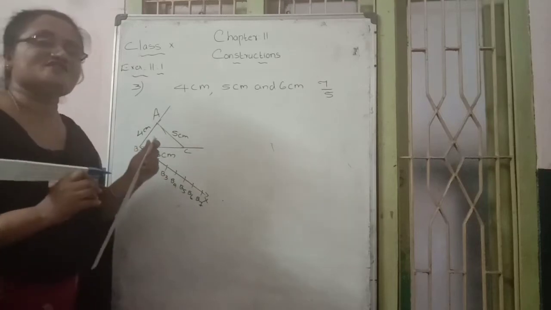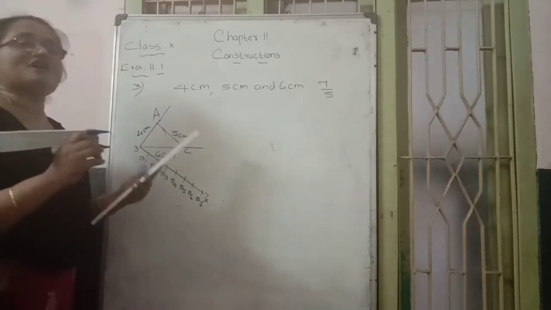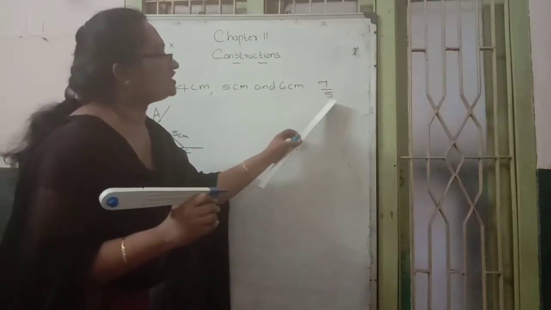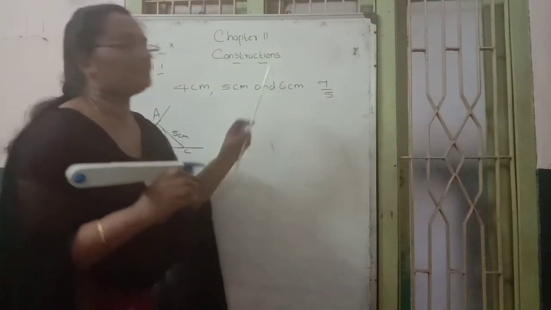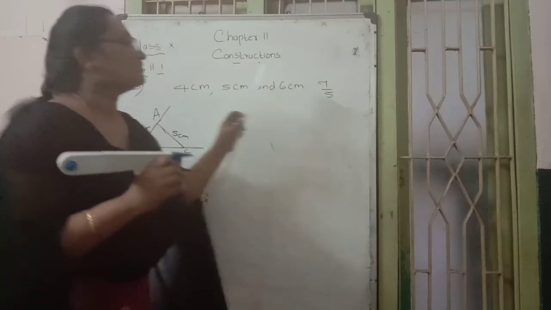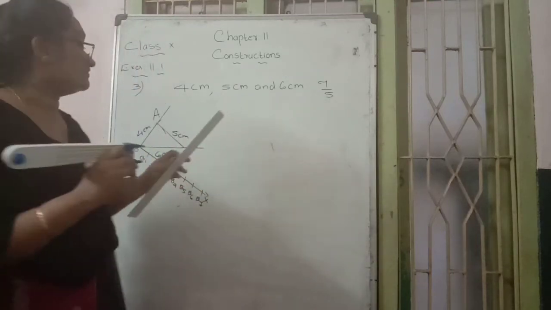In this way points are marked. Then next we want to join. How to join? On the basis of the denominator, the scale factor denominator. Which number is given as the scale factor denominator? 5.